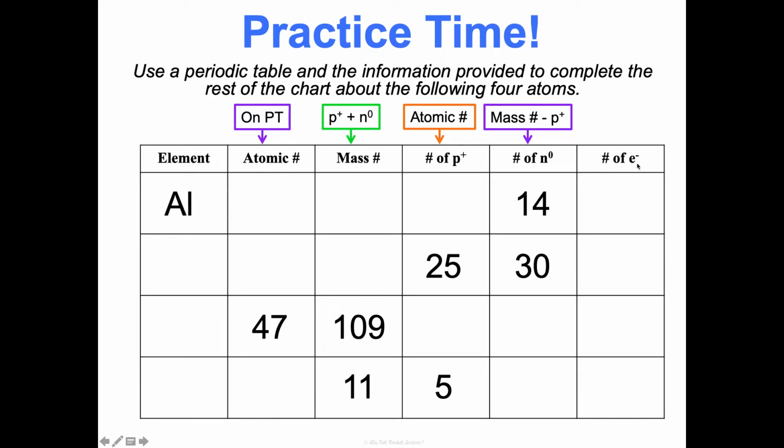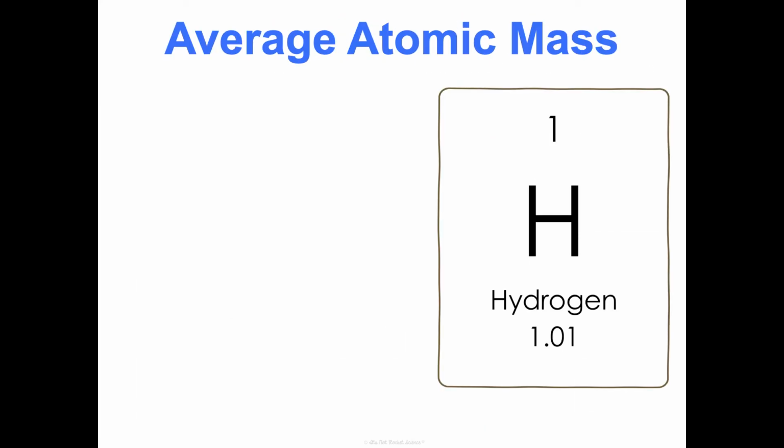And then the number of electrons is going to be the same as the number of protons if it's an electrically neutral atom. If it's an ion, if it has a charge, it's going to be different. And so you're always going to assume that it's electrically neutral unless stated otherwise. So I want you to practice filling this in, and we're going to go over it in class. But again, we're going to keep skipping ahead for the sake of the video.